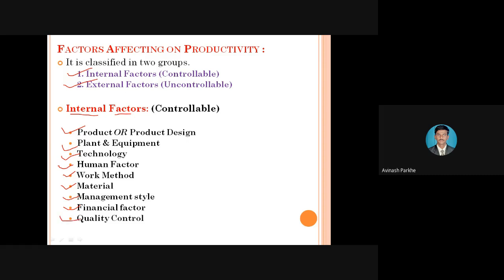To maintain the quality of the product is also an internal factor, because the quality should be maintained when converting the raw material into the finished goods. But during conversion, which transformation process are we using?